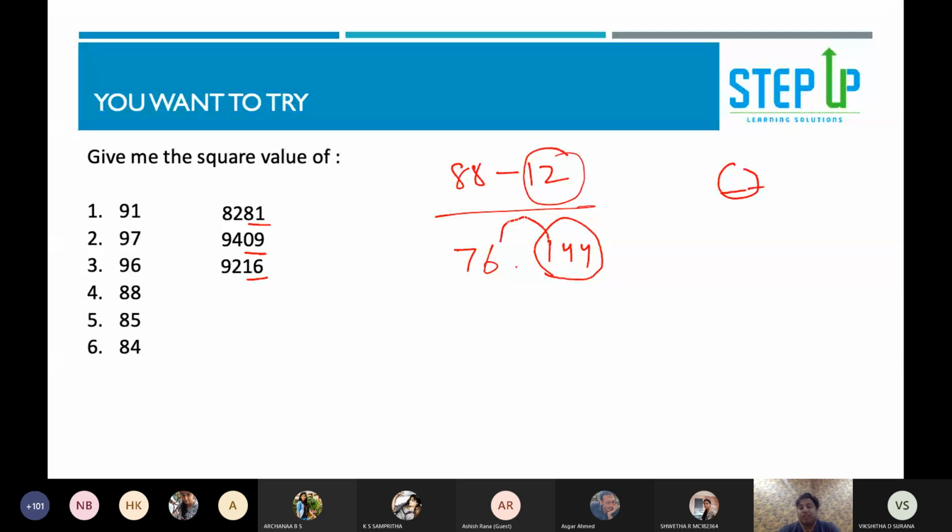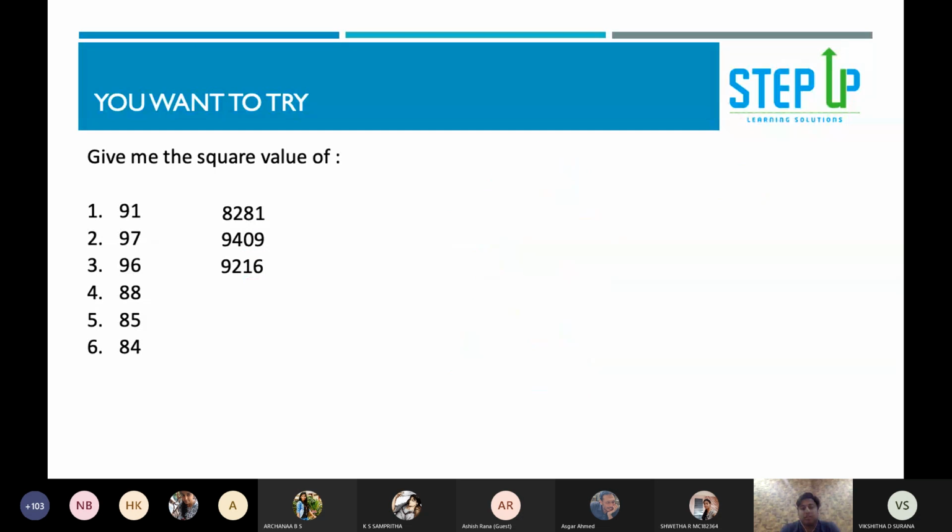So what we do is carry out the hundred digit here. So your answer becomes what? 7744. The methodology is the same. The only difference is if you have an extra digit, we generally carry it forward. We're doing the same thing, right? The answer is 7744. What is the square of 85?